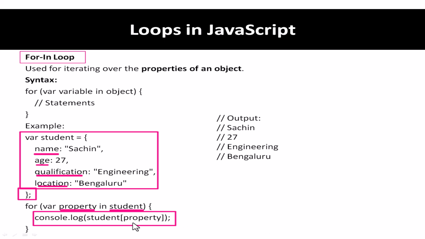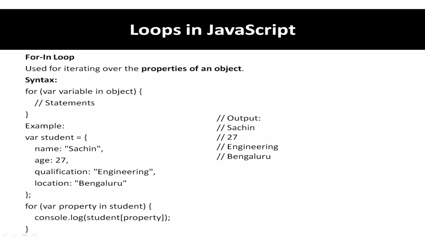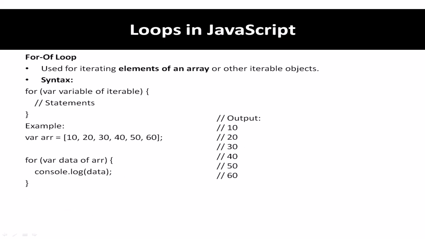So the array name is property, whatever the items are there. The output is Sachin 27 engineering and Bengaluru will be printed as the output. Next, the for of loop. We have seen the for loop and the for in loop, so now we are going to the for of loop.